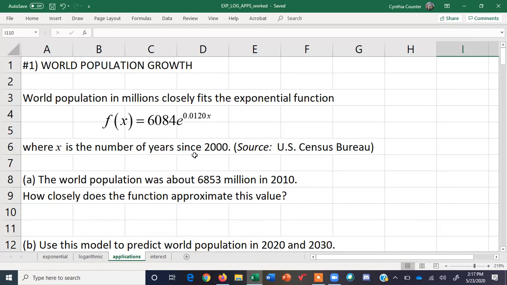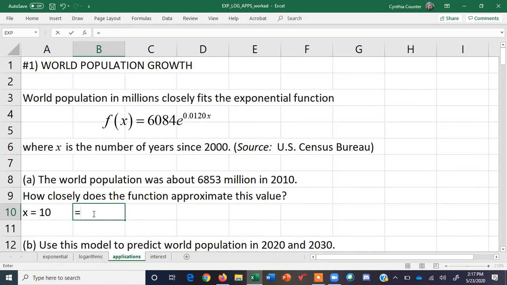Well, x represents the number of years since 2000, so in 2010, x would equal 10. So we're simply going to take 10 and plug it into this function. I will show you how to do that using Excel.